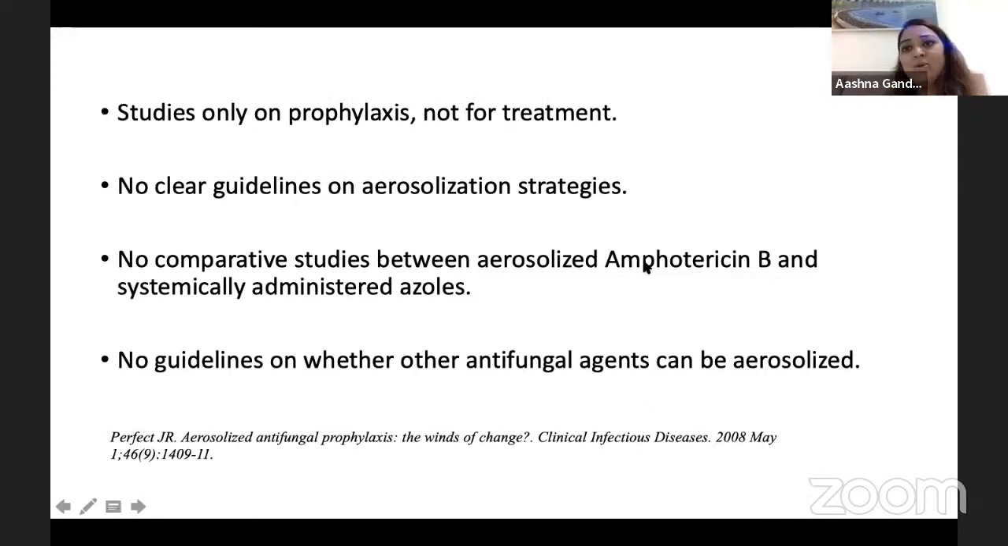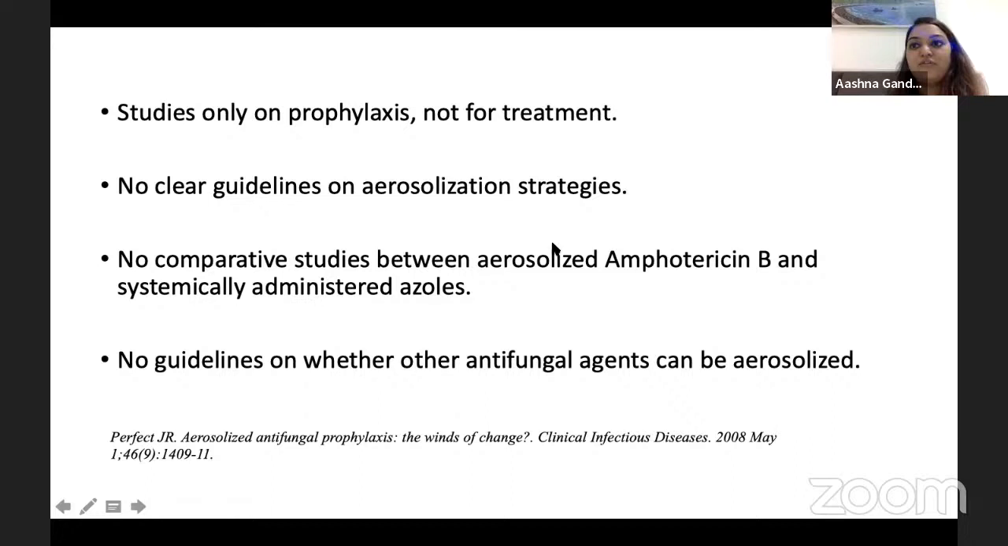Again, there are no clear guidelines on aerosolization. When we wanted to give our patients nebulized amphoB, it was difficult to find the doses and the right way to give it. Again, there are no comparative studies which compare aerosolized forms and systemically administered azole. So what we did in this case was give systemic azole and nebulized amphotericin B along with it. We also have some cases where we have used this for mucor as well, with good results. Again, there are no guidelines on other agents, no guidelines on echinocandins, no guidelines on azoles, whether they can be nebulized.